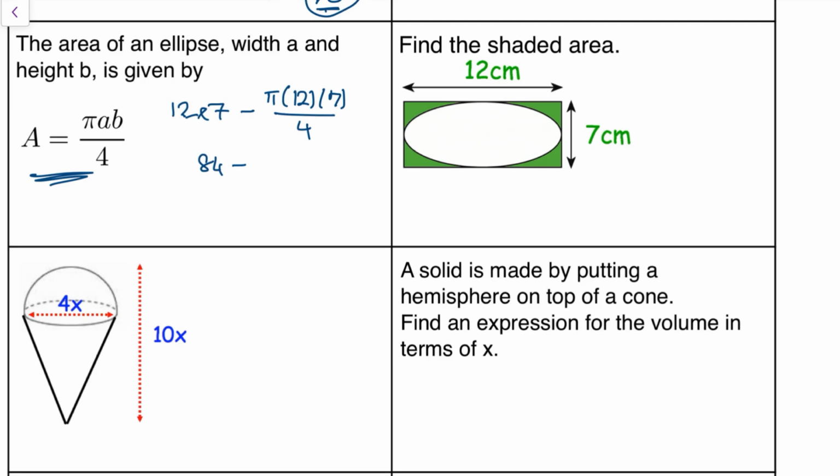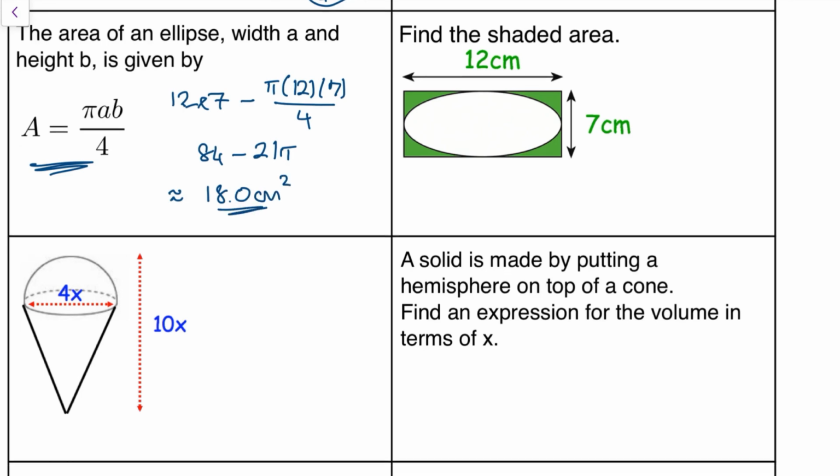And then 12 divided by 4 is 3, and 3 times 7 is 21, so that's 21 pi. Now it doesn't say exact value, so I'm also going to get my calculator out quickly and work that out. So 84 minus 21 pi gives me 18.0 centimetres squared. Not as bad, the question above was definitely a bit worse.